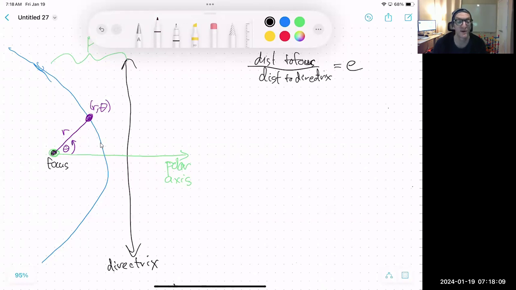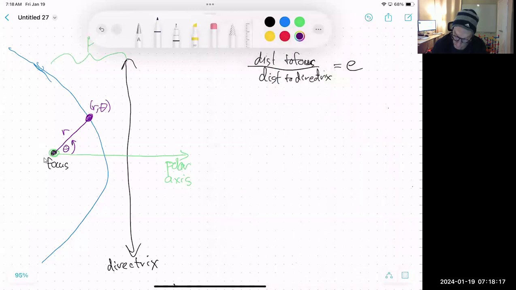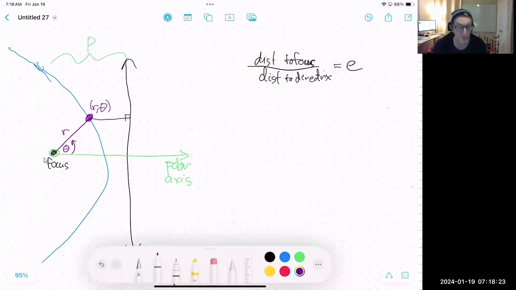Now I need to figure out the distance to the directrix. The simplest thing to do is drop this perpendicular down and observe that this leg of this right triangle is r cosine theta.